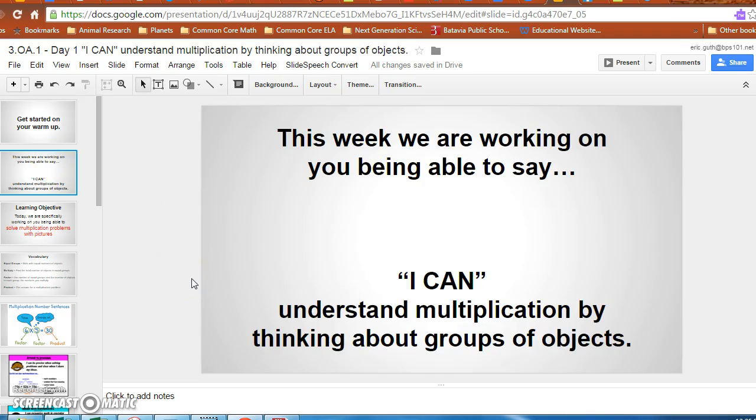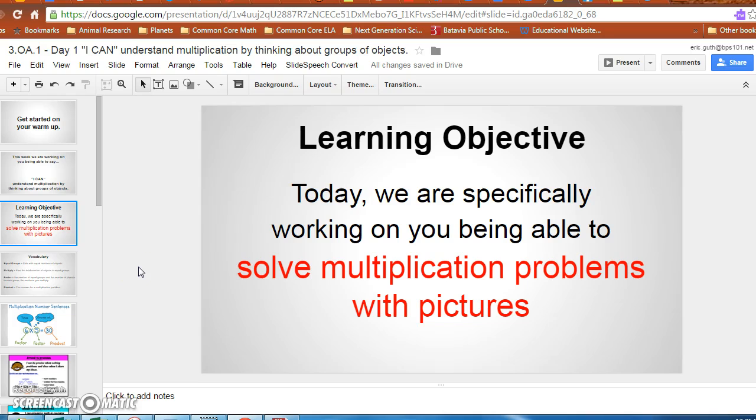So I always start out with the I can statement that we're working on that week, and that's the Common Core standard, but in kid-friendly terms. So this week we are working on you being able to say, I can understand multiplication by thinking about groups of objects. After that, I like to target the specific learning objective that we will work on that day. So today we are specifically working on you being able to solve multiplication problems with pictures. So everything I do throughout the lesson will relate to solving multiplication problems with pictures.